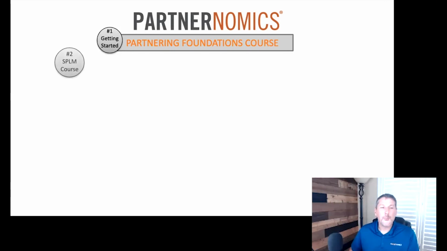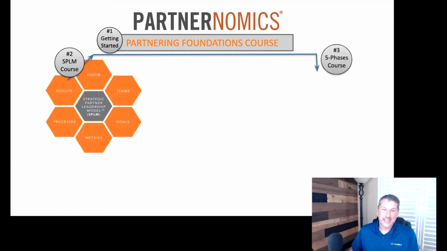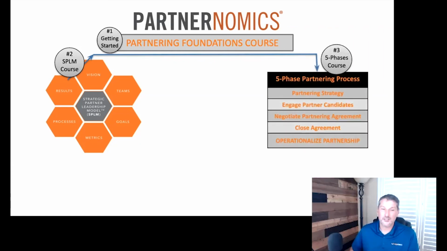So we start with the Partnernomics Partnering Foundations course. And then next we have the Strategic Partner Leadership Model course, right? This is the 6-element course of the content that we had just stepped through. So this is course number 2 or tool number 2 in the full Partnernomics toolbox. And then what we recommend as tool number 3 is the 5 phases course. This is the 5-phase partnering process.